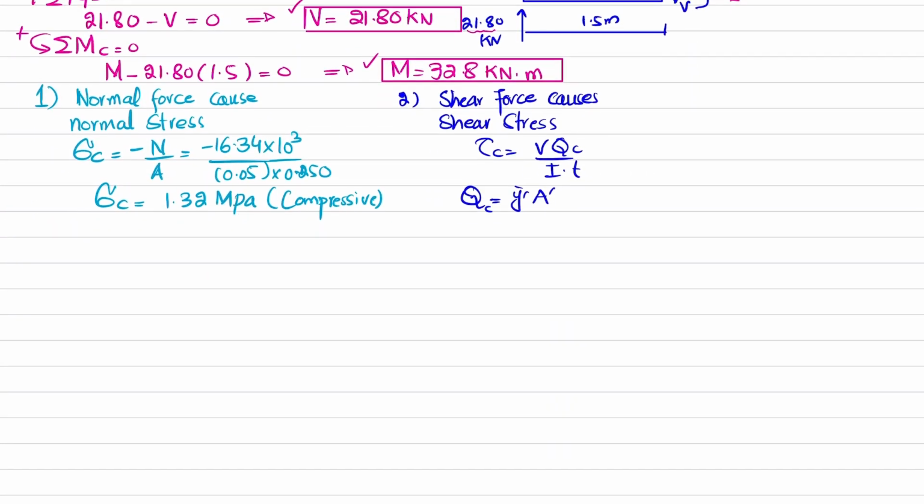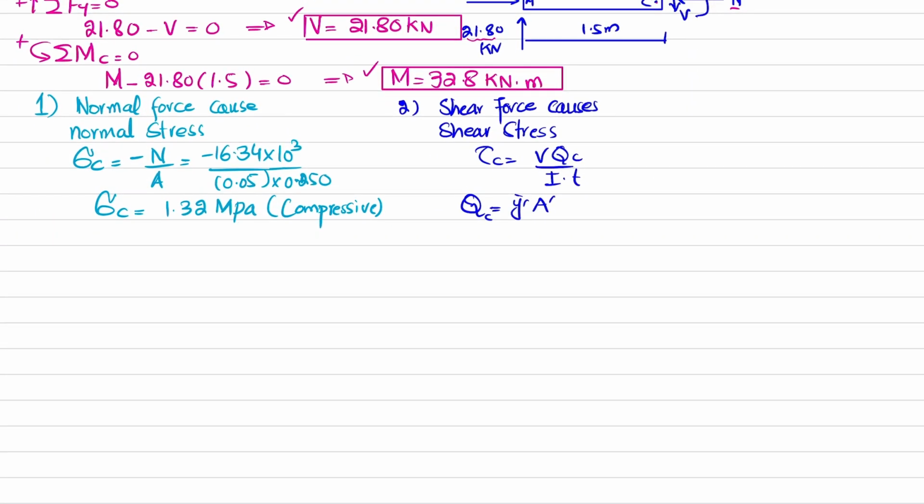So I can write, since for point C, A dash is equal to 0, so it means that QC will be equal to 0. And when you put it in this formula, you will get shear stress at point C will be 0. Okay. Now the third case is that bending moment, this bending moment M.